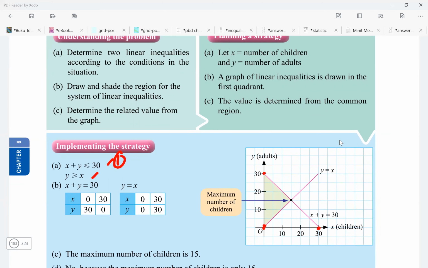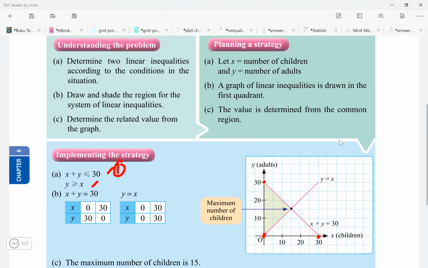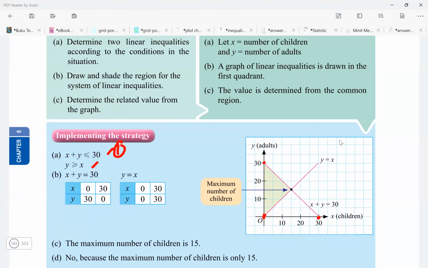Okay, so you already drew the lines, and then you are going to shade. How are you going to shade? x plus y is less than or equal to 30. Less than means you have to shade below. And then the second one, y is greater than or equal to x. So this is your straight line. Greater than means above, so you shade the one above. So you shade this one and this one.